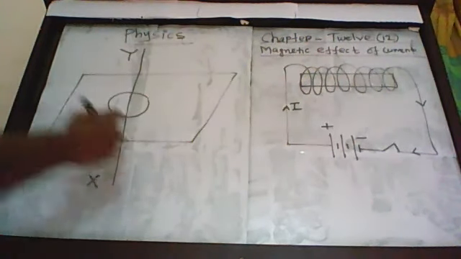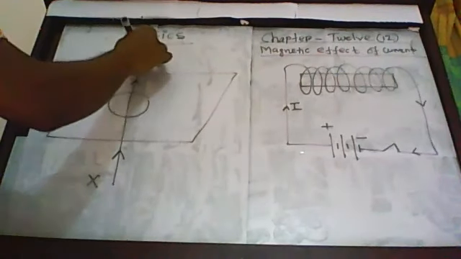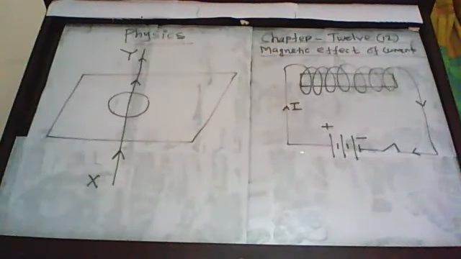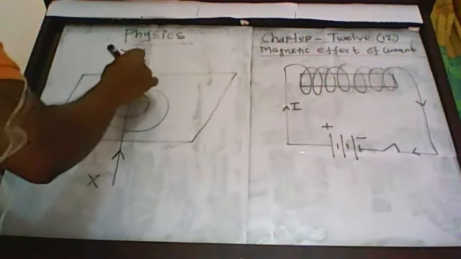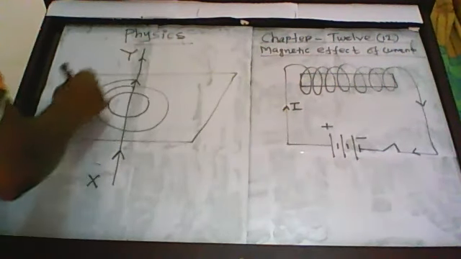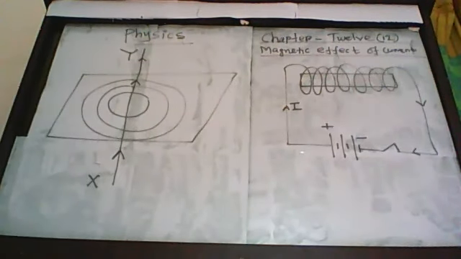After some time, he passed electricity inside this copper wire. When he passed electricity inside this copper wire, he saw something amazing. He saw some alignment of iron particles around this paper, just like this.